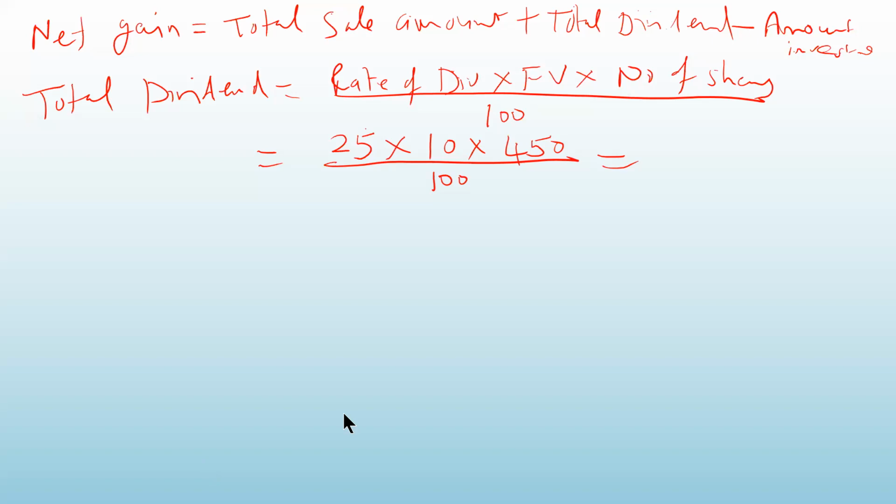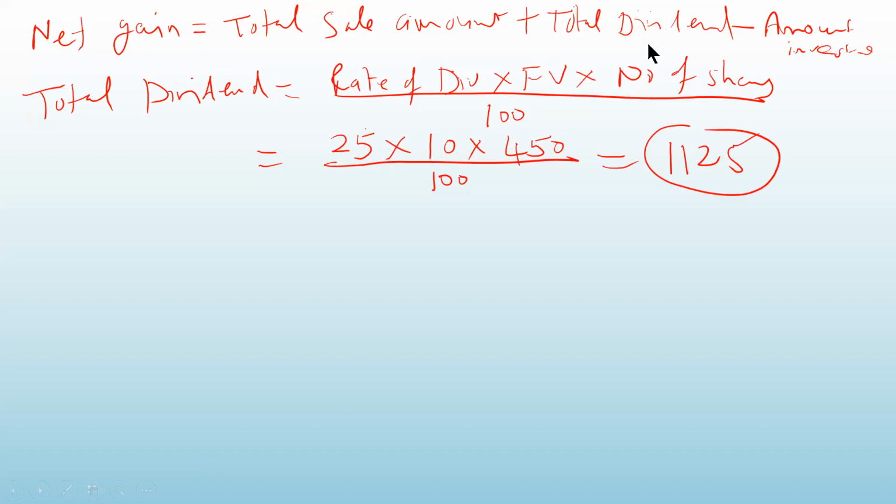Have you calculated this? How much are you getting? Anybody has calculated? 25 into 10 into 450 divided by 100 is 1125. Yes, very good. So you are concentrating. I'm happy with that. So the total dividend we have calculated comes out to be 1125.